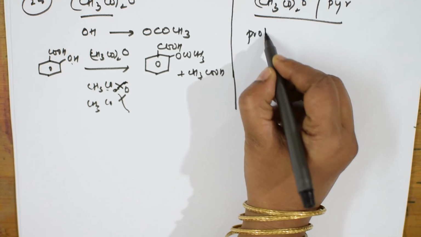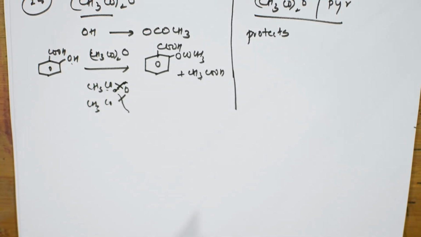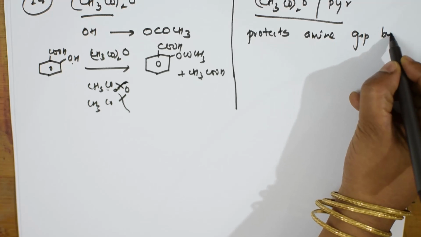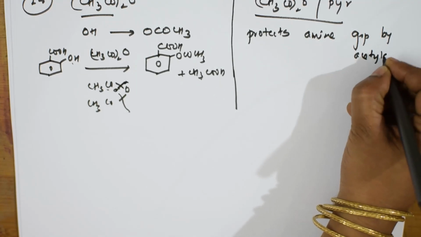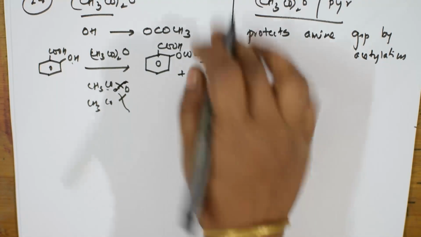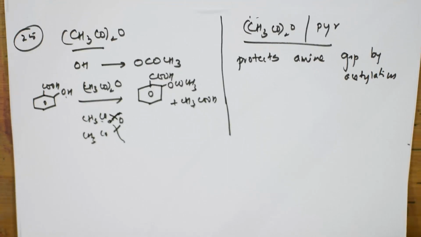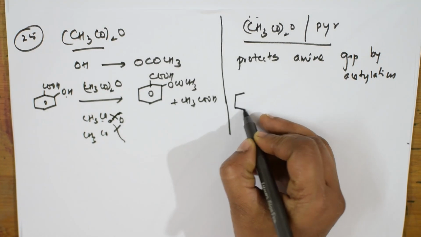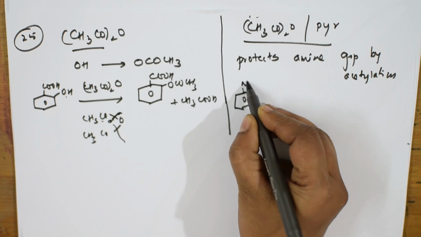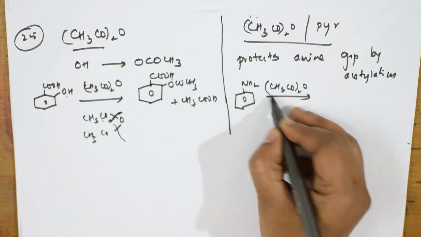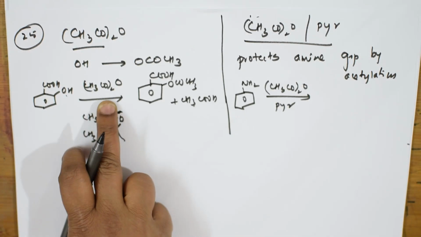So it protects the amine group by acetylation. How does the reaction look? Basically, you're going to take amine, that is nothing but the aromatic amine, that is aniline. And when you introduce acetic anhydride to that in the presence of pyridine, like this, you will get this group.